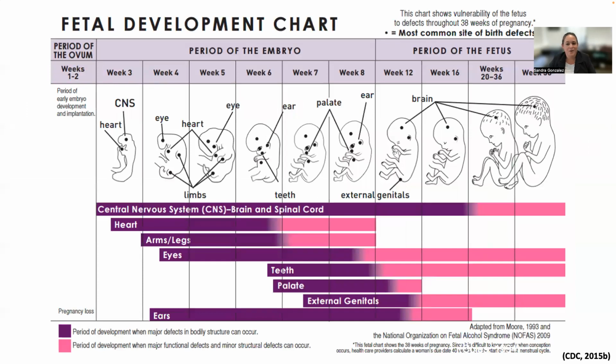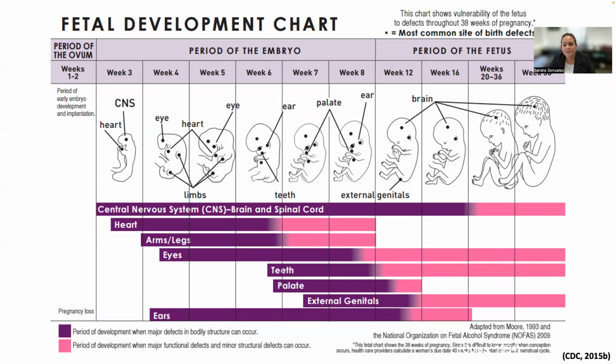First, let's get oriented to this slide. The top shows weeks of development. After week 8, the timeline is condensed. Interpret the fetal development chart on the screen as follows. The purple portion of the bars represents the most sensitive periods of development.